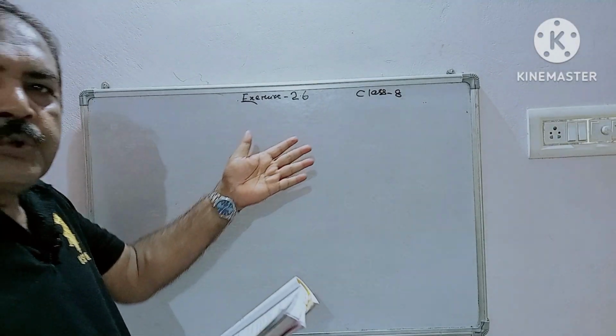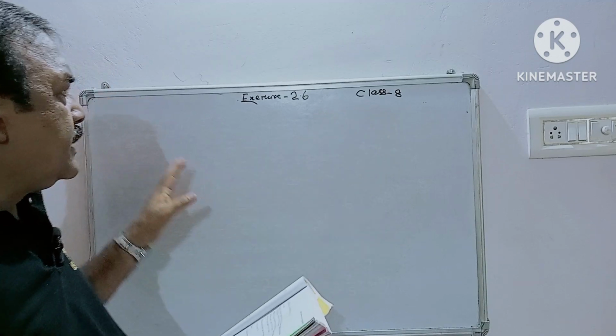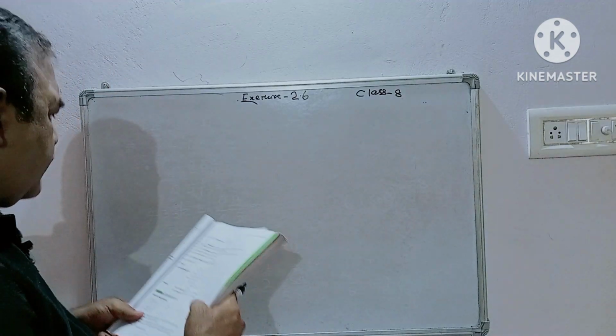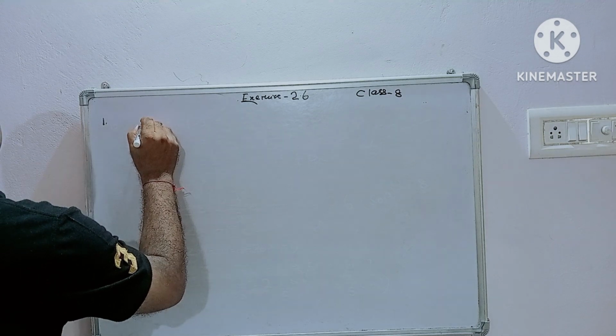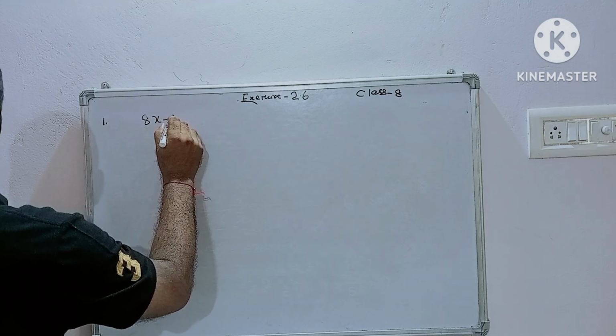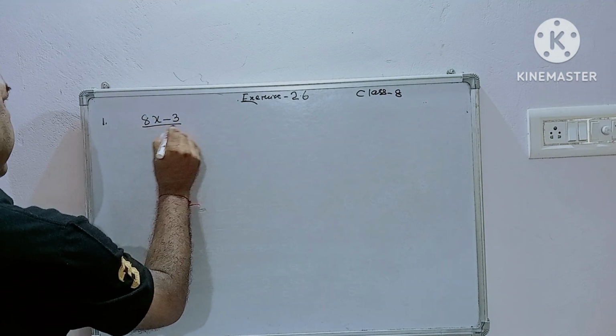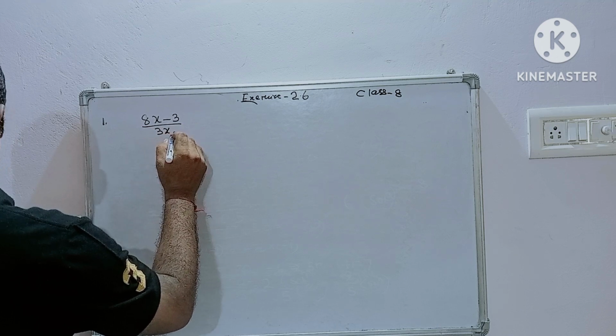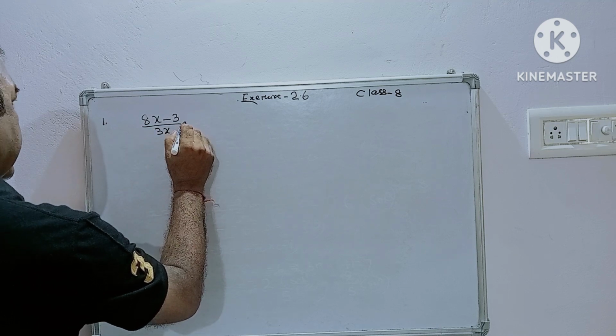So this is exercise 2.6 and it is of class 8. Now we will work out the problems. So please follow. So (8x minus 3) divided by 3x is equal to 2.